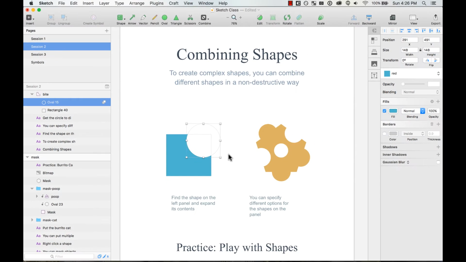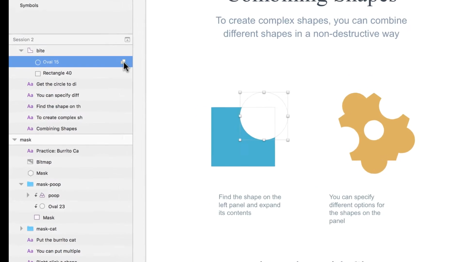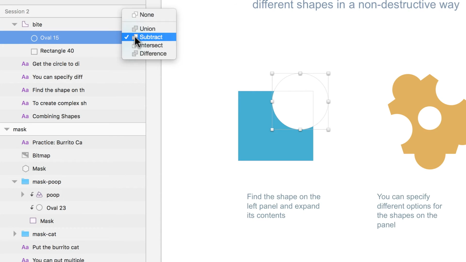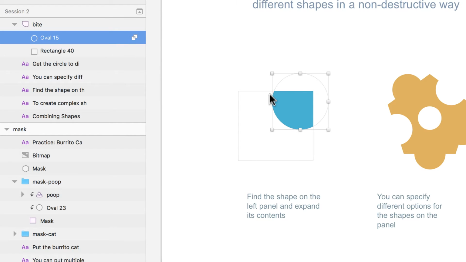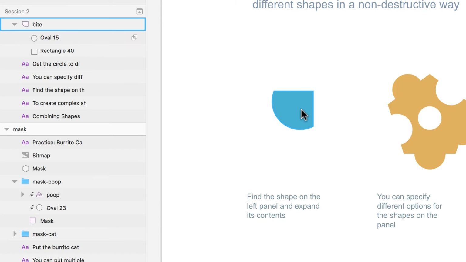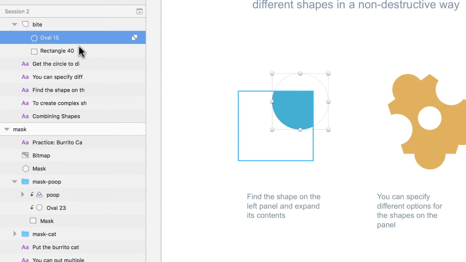And let's say that I want this circle to be added. I can do that over here. There's a little icon you can click on, and then you get this drop down, and you can say union instead of subtract, or you can say intersect, and then it will only show you the parts where those two shapes intersect. Now if I click away, the shape is just that. But if I double click on it, I can edit the shapes that are inside.